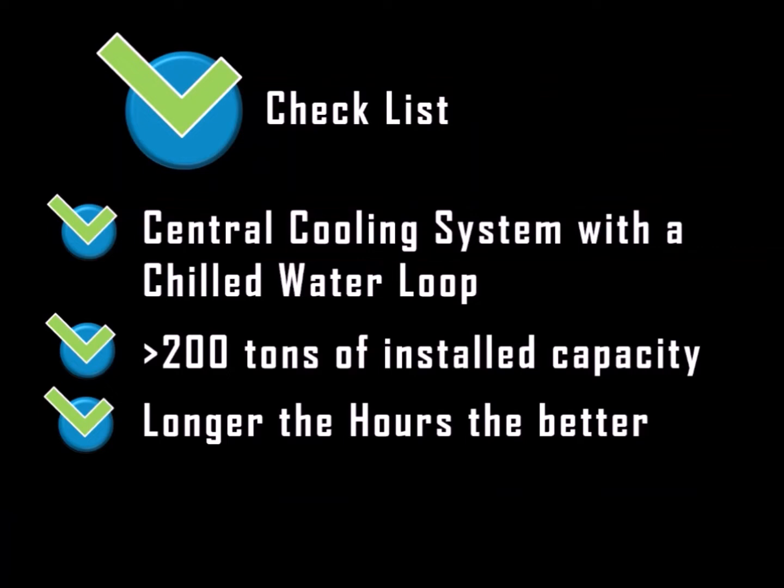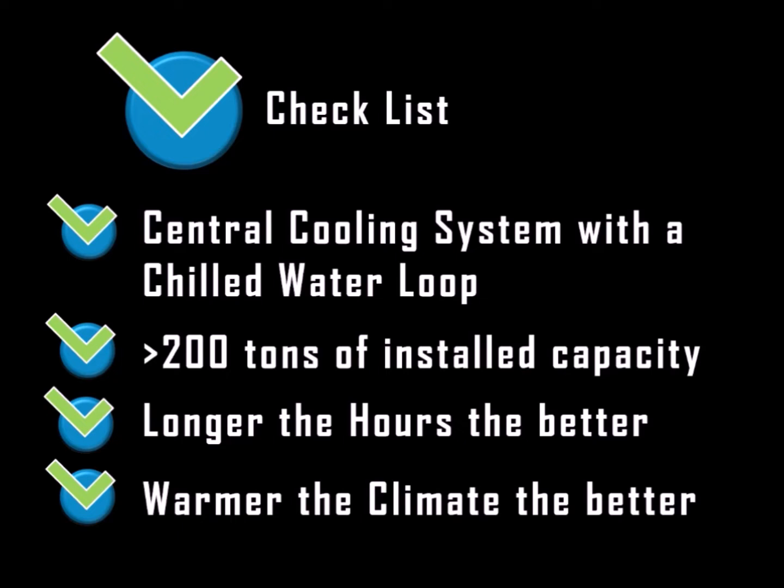But we have a table that shows what the minimum size is. So central cooling system with a chilled water loop, 200-ton capacity. The longer the hours, the better, more than a single or double shift. And then maybe warm climate. The warmer the climate, the better. We hit all 4 of those.